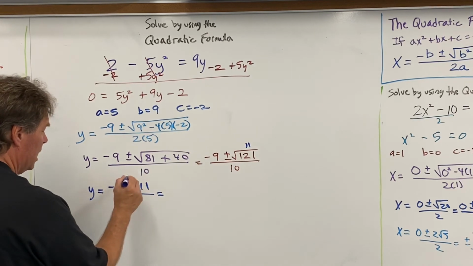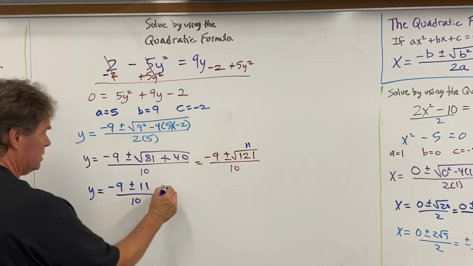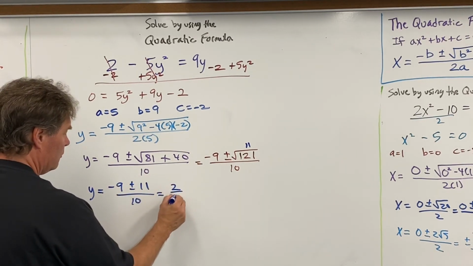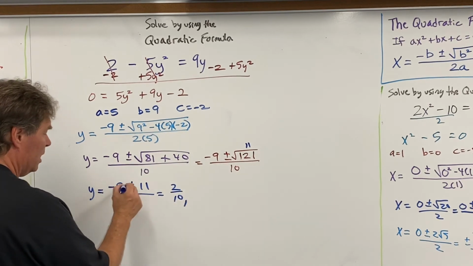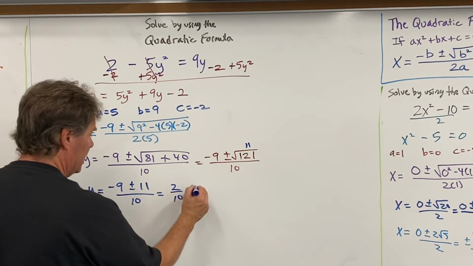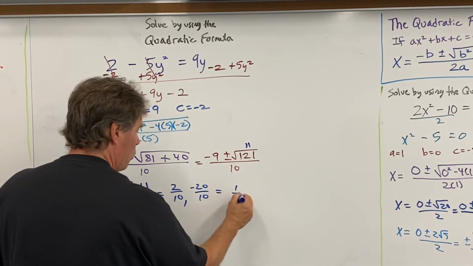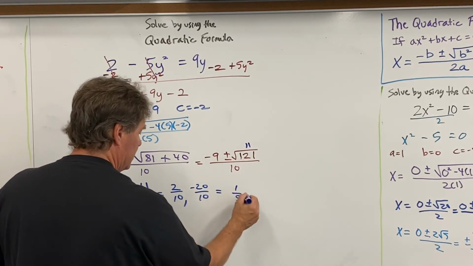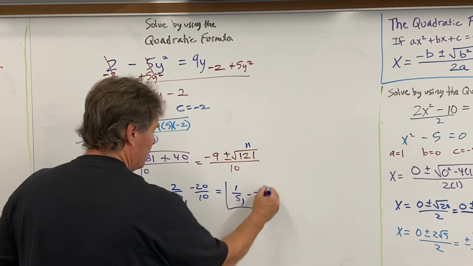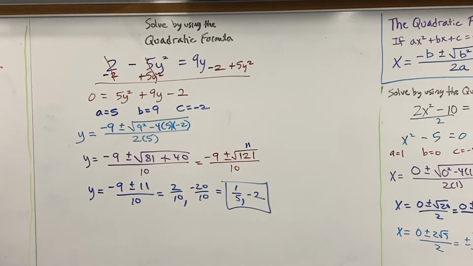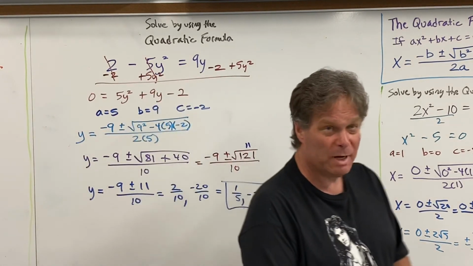So -9 plus 11 is 2 over 10. -9 minus 11 is -20 over 10. So they're going to be 1/5 and -2 are the two solutions. Like that. That's how it works, people. Yeah, so no big deal.